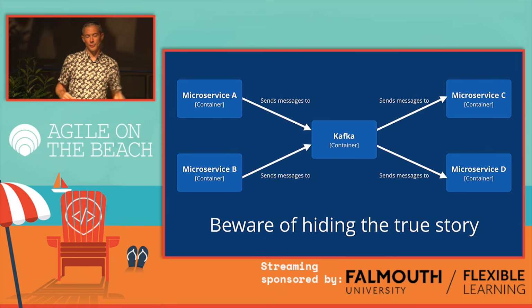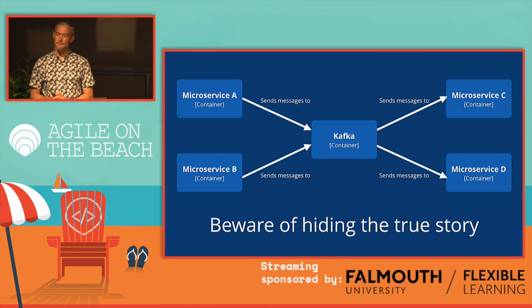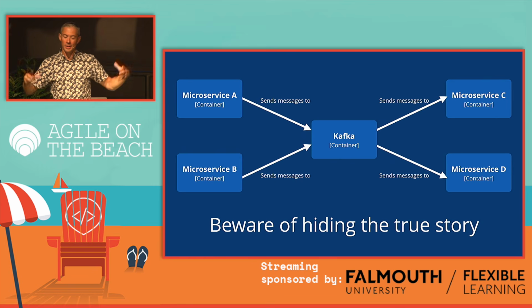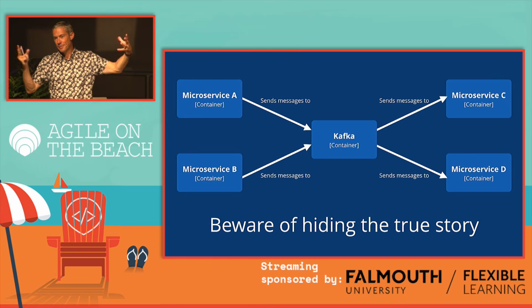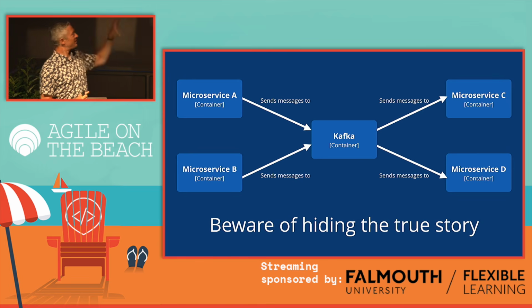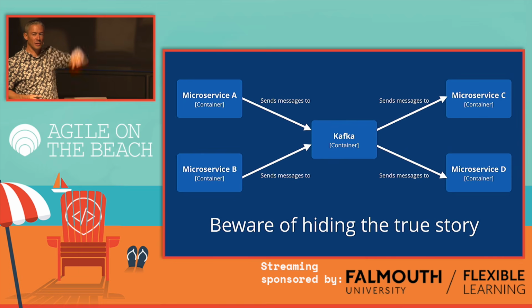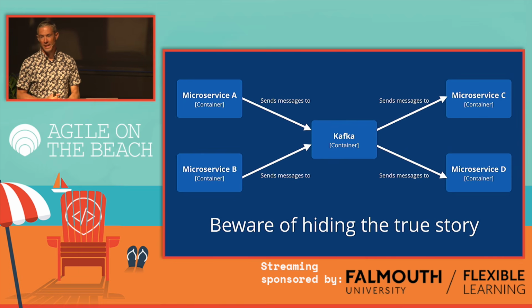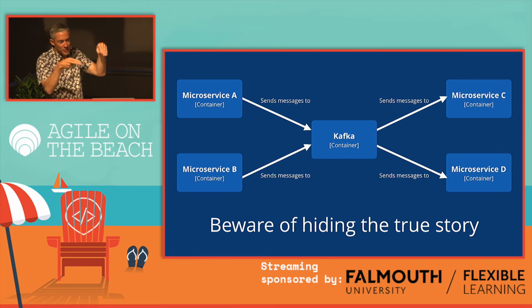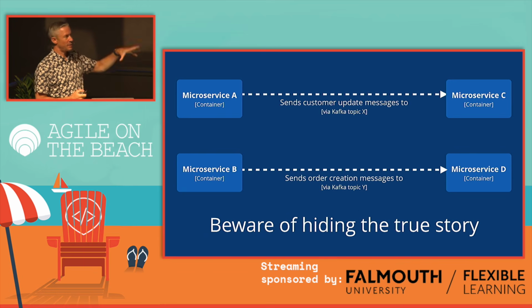Another trap people fall into is they kind of hide the true story. So imagine you're drawing a container diagram, you've got a microservices architecture, everything's going into and out of a message bus. You tend to get hub and spoke diagrams that look a lot like this. And again, although that's factually correct, we've got a couple of microservices here stuffing things into a bus and stuff coming out, we may be missing some really important information. So what I'd rather do is perhaps draw something like this instead.